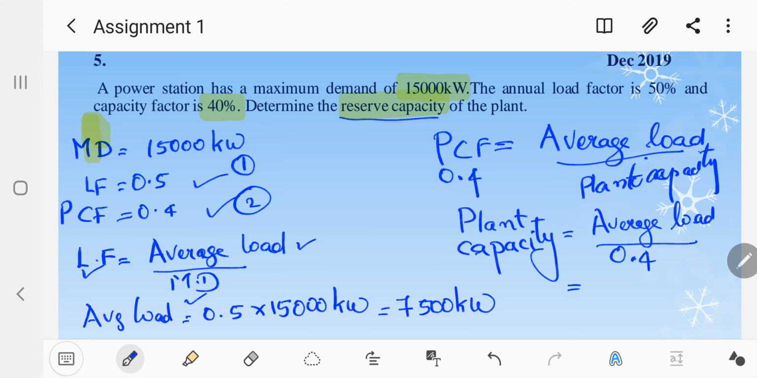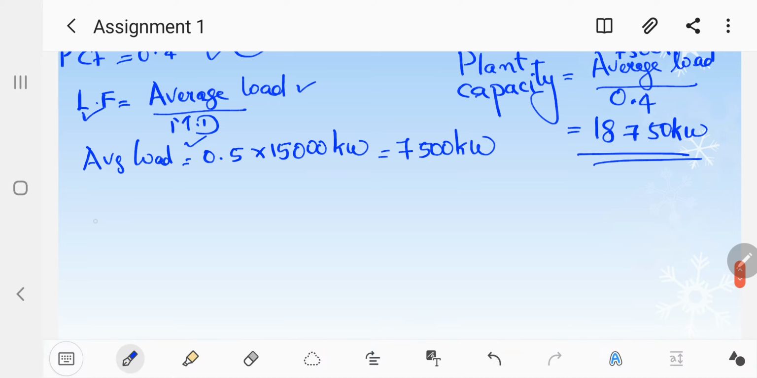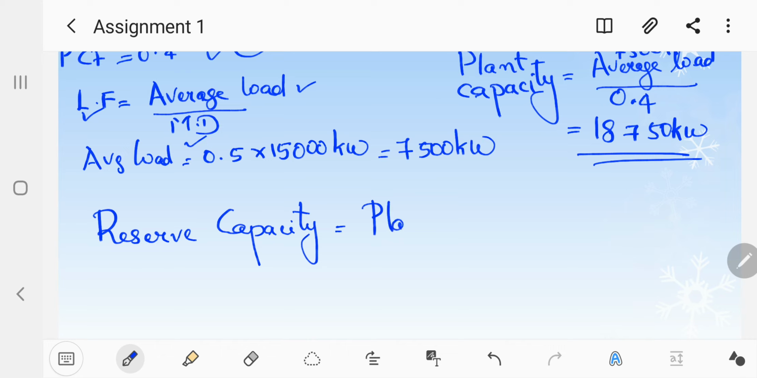What is the average load? It is 7,500 kilowatt. Dividing these two, you will obtain 18,750 kilowatt. Now, you can easily find the reserve capacity using this equation. What is the reserve capacity? You should be aware of the equation for reserve capacity. Reserve capacity is equal to plant capacity minus maximum demand.